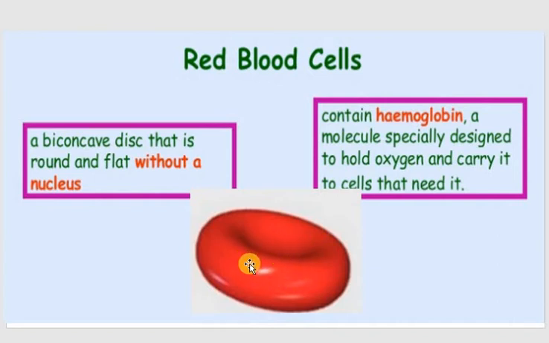But red blood cells are without a nucleus, and the red color is because they contain hemoglobin, a molecule specially designed to hold oxygen and carry it to cells that need it. Hemoglobin is made up of two words. Hem means iron, globin means protein. It's a protein that is responsible for absorbing oxygen. The function of red blood cells is to provide oxygen to other parts of the body, or you can say every cell of the body.